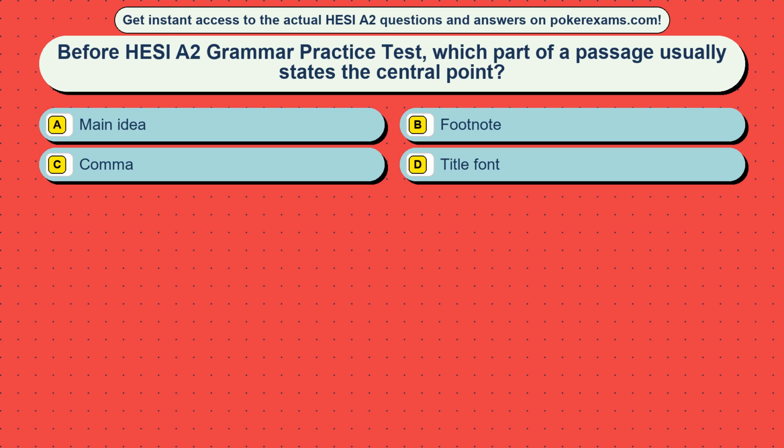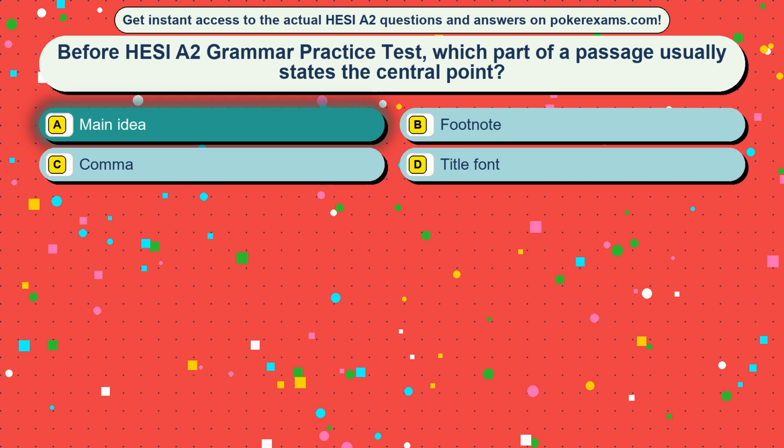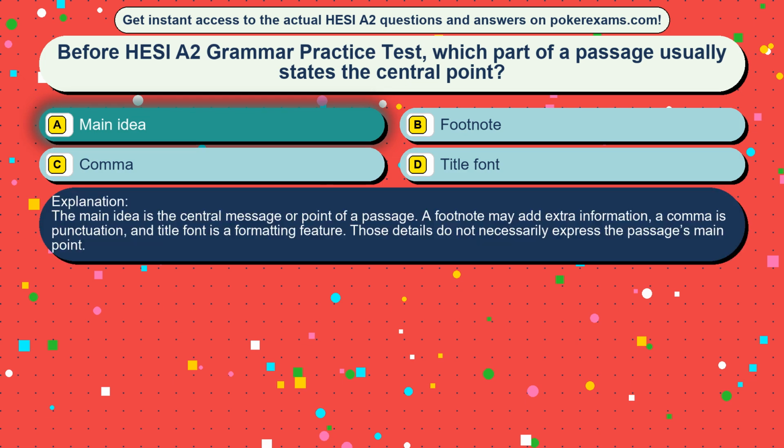Question 45. Before HESI A2 grammar practice test, which part of a passage usually states the central point? Option A, main idea. Option B, footnote. Option C, comma. Option D, title font. The correct answer is option A, main idea. The main idea is the central message or point of a passage. A footnote may add extra information, a comma is punctuation, and title font is a formatting feature. Those details do not necessarily express the passage's main point.